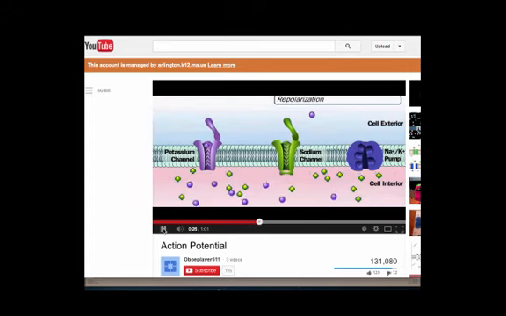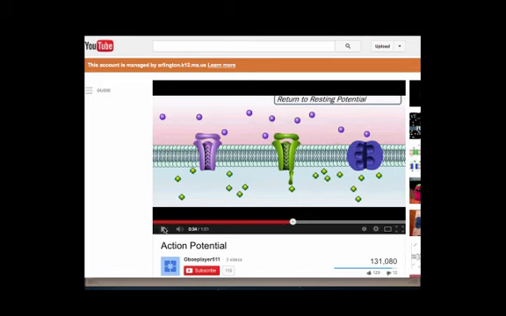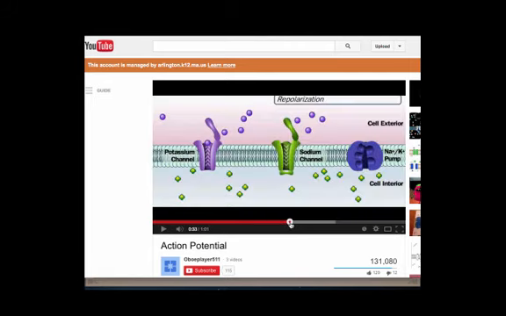The next phase, we see the potassium channels open, and that's called repolarization. The potassium leaves the cell, and potassium is positive too. So as all of these potassiums leave, we're going to end up with a return to a negative charge inside the cell. So repolarization, we've reestablished this charge difference. The inside is back to being negative.